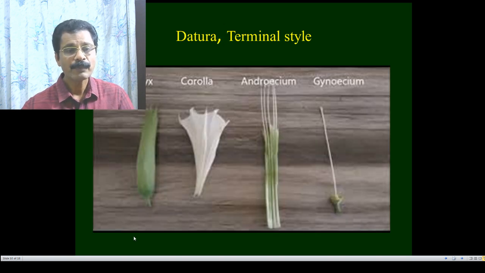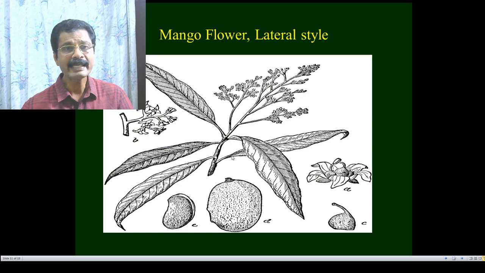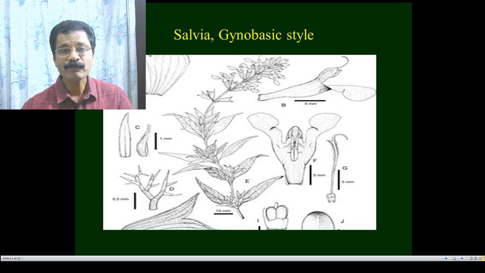See the Datura, you can see the terminal style. The style arises from the terminal position of the ovary. Then in the case of mango, the style arises from one side of the ovary, so it is called lateral style. In the case of Salvia, the style arises from the bottom portion of the ovary, then it is called gynobasic style, right?